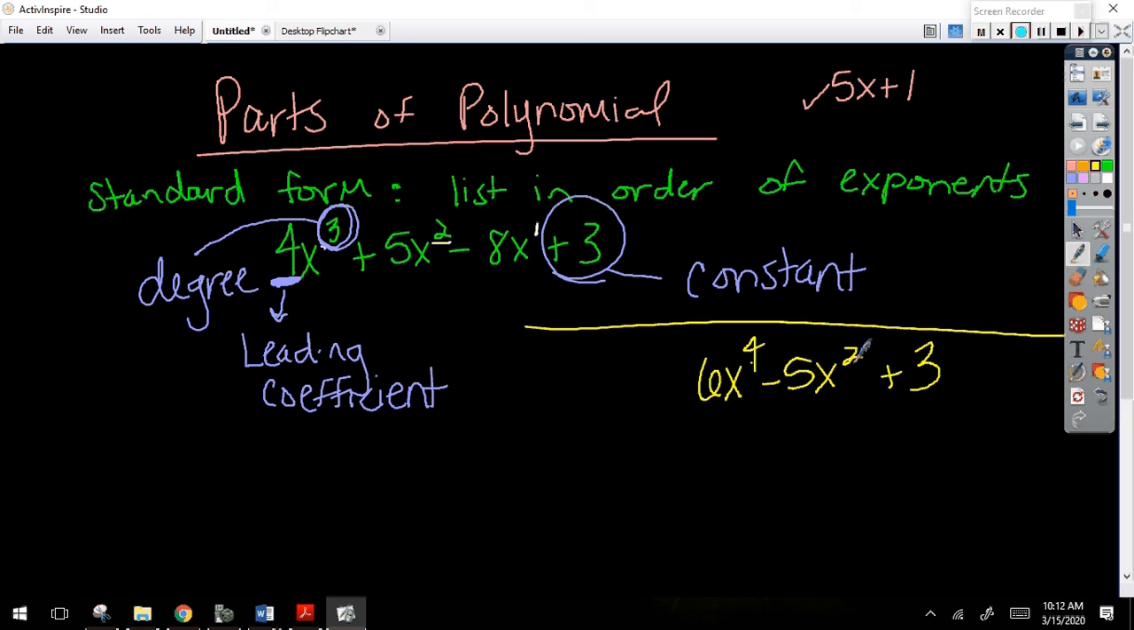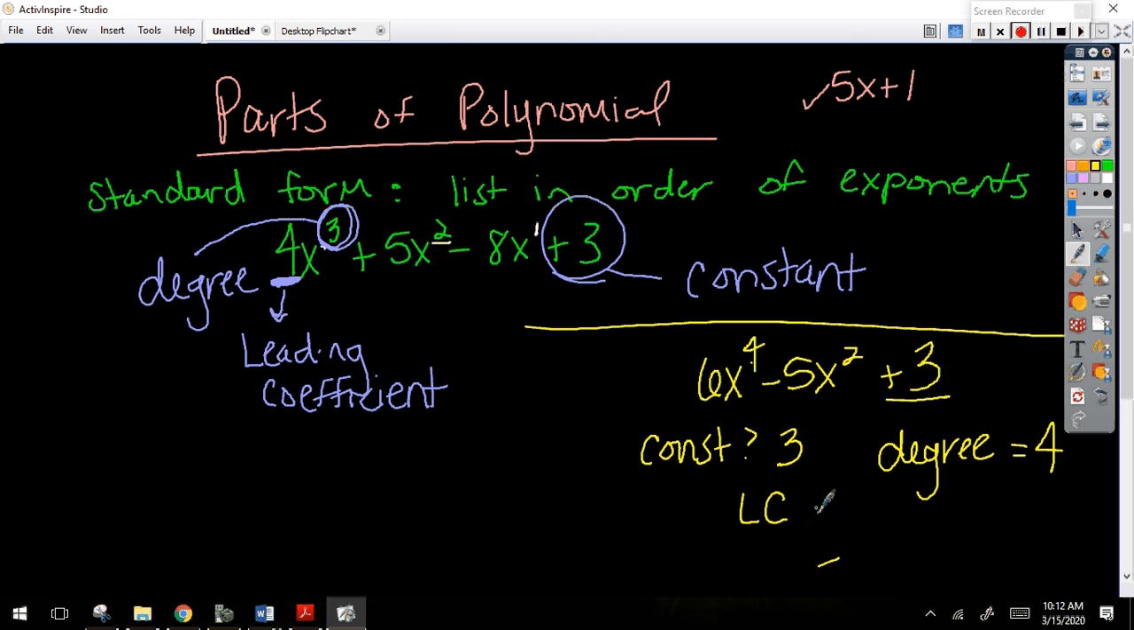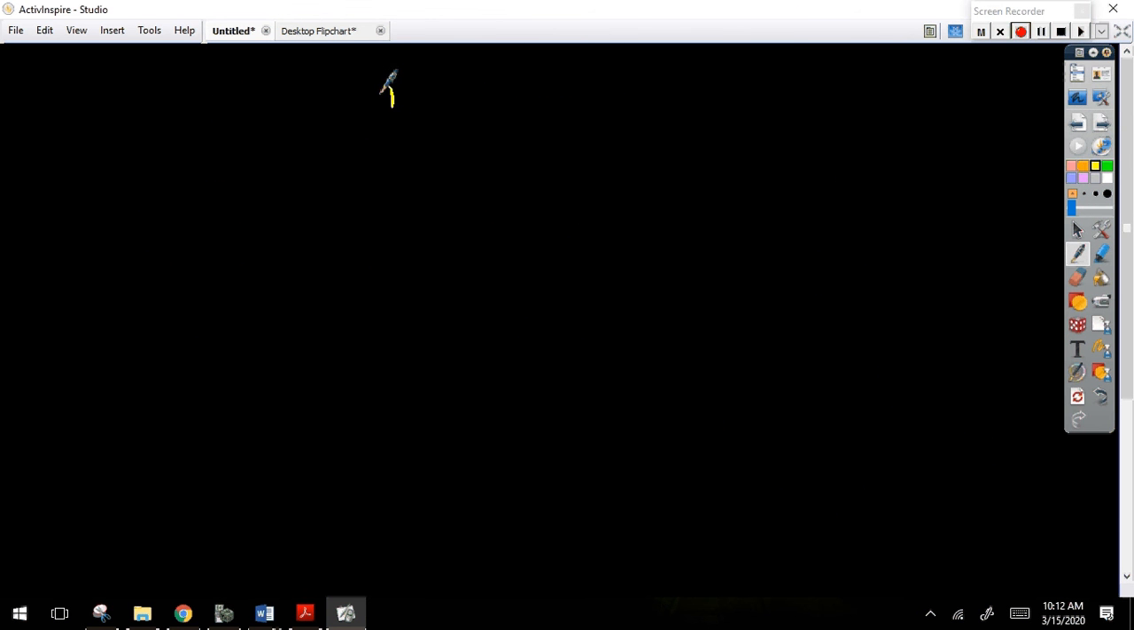So my next question to you would be, what is the constant? And I hope you said 3. The degree would be that biggest exponent, so that's 4. And then the leading coefficient, of course, would be the coefficient hooked to that degree term, which is 6. Okay? Now, how we classify polynomials is based on their degree.